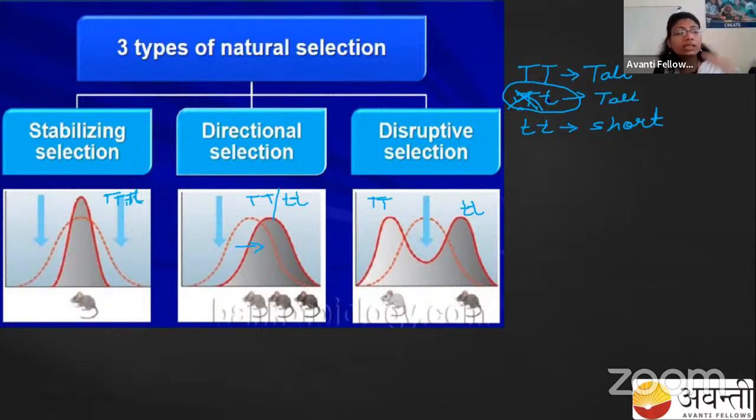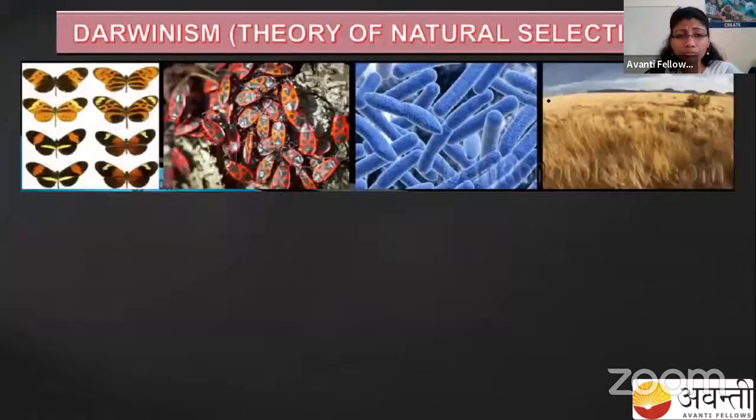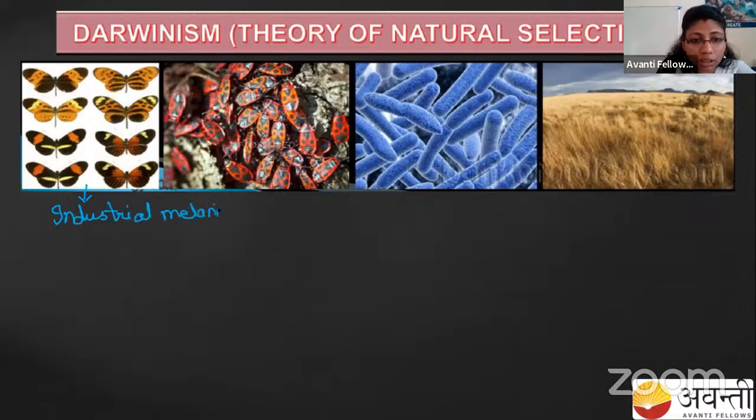But in stabilizing selection, we have the mix of all the types. Now, Darwin has explained his natural selection through many different examples. The next very famous example of Darwin is industrial melanism, which relates to the color of the moth.